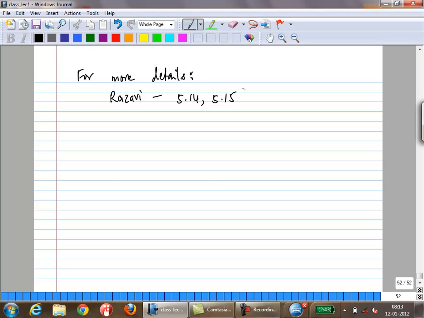You can look at figures 5.14 and 5.15 for a couple of other ways of biasing it, and the associated text, of course, in the Razavi textbook. Okay, so there are obviously lots of ways. There are ways to bias the VB3 using a source follower, for example, and a couple of diodes. So you can look at some of these things.